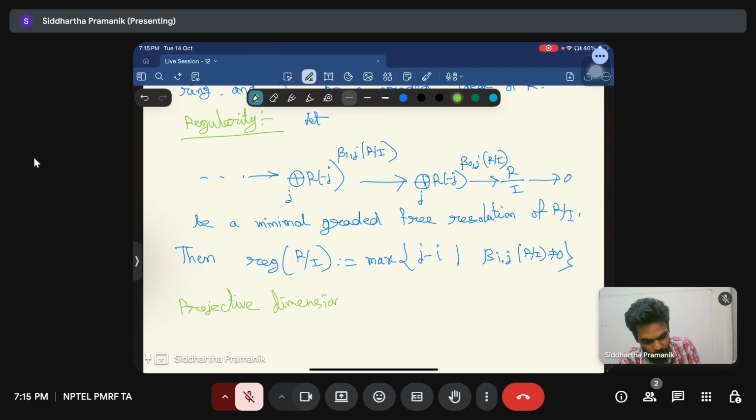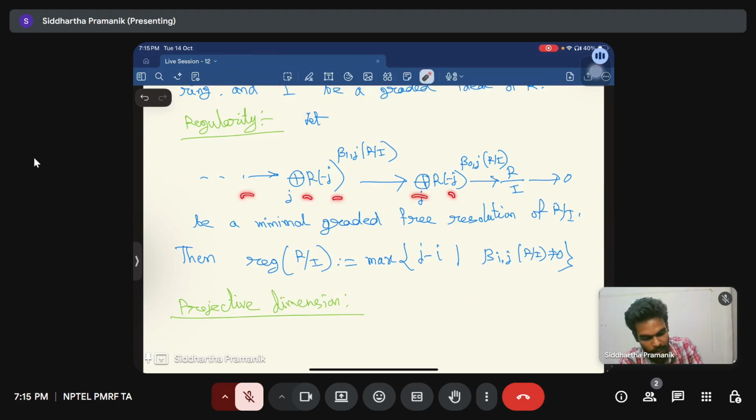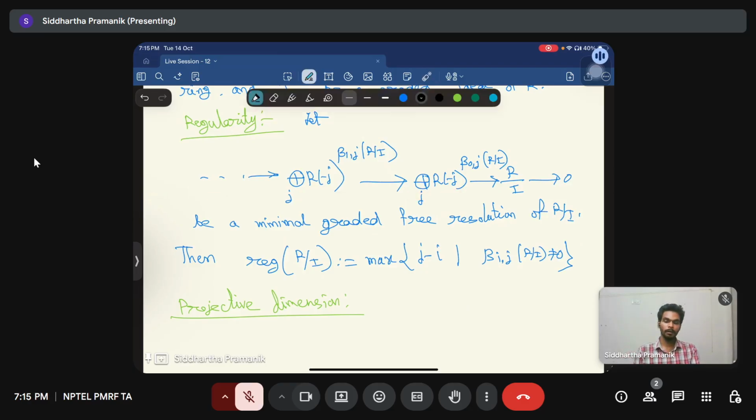So projective dimension is the length of this. This is the zeroth free module. This is the first one. So this will continue. This is the minimum possible length of the minimal free resolution.